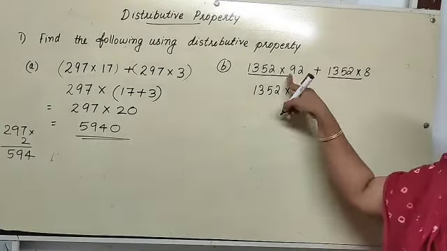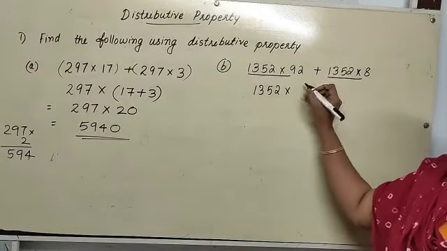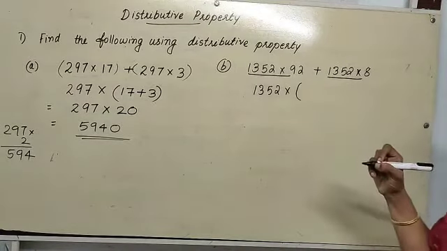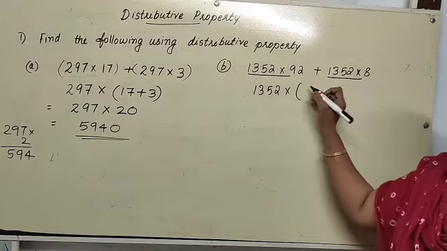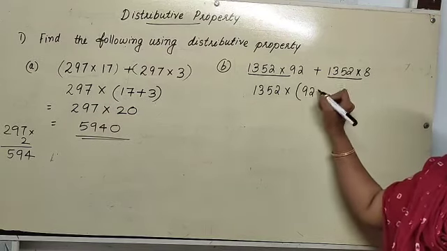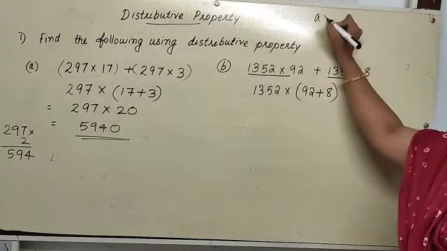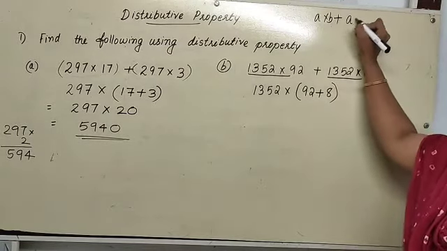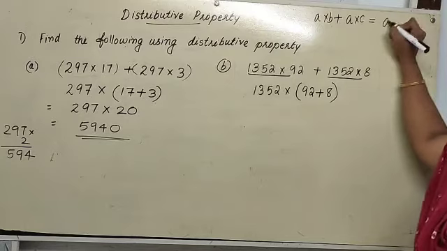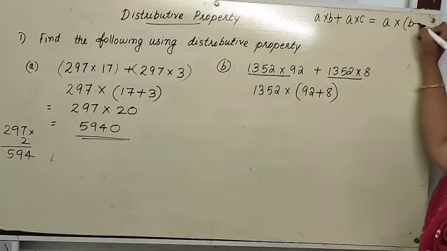1352 into, that much we took first. Then what is remaining? Remaining you want to put in a bracket. Then what is remaining? 92, then plus sign, here it is 8. See, this is in the form A into B plus A into C. That is the same as A into (B plus C).